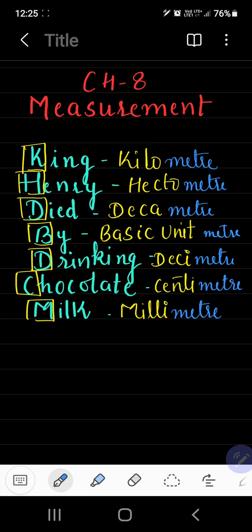So what do you have to learn in the trick? First you will learn the sentence. And what is the sentence? The sentence is King Henry died by drinking chocolate milk. As soon as you learn this sentence, you will learn the prefixes. Every letter of this word has a meaning. K stands for kilo, H stands for hecto, D stands for deca, B stands for basic unit, D stands for deci, C stands for centi and M stands for milli.